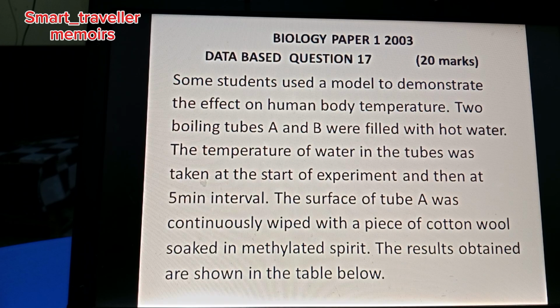Some students used a model to demonstrate the effect on human body temperature. Two boiling tubes A and B were filled with hot water. The temperature of water in the tubes was taken at the start of the experiment and then at a 5-minute interval. The surface of tube A was continuously wiped with a piece of cotton wool soaked in methylated spirit. The results obtained are shown in the table below.